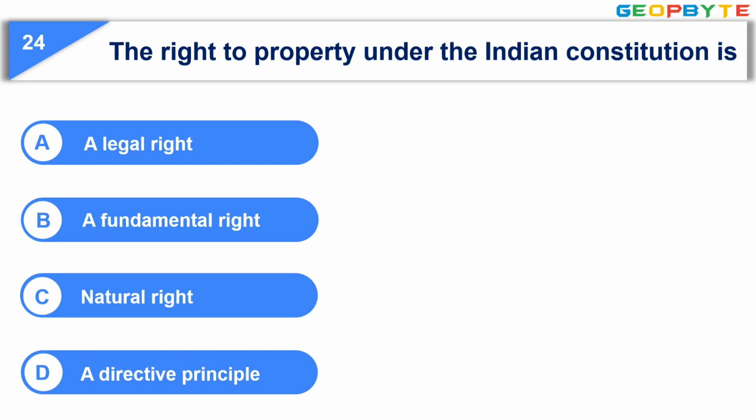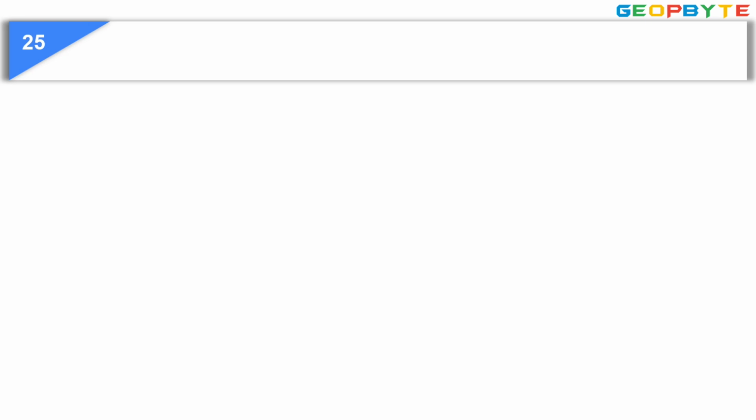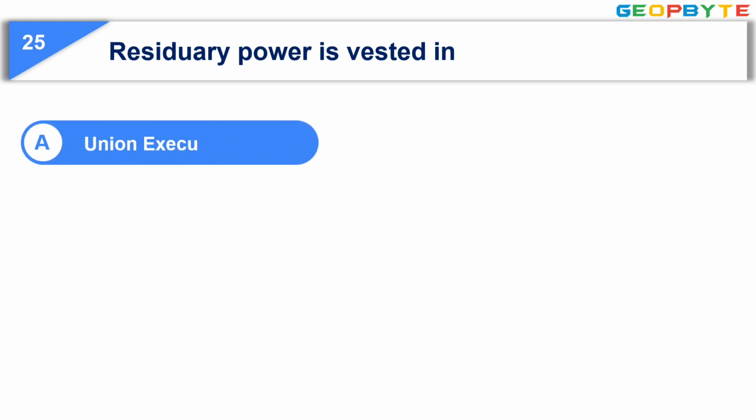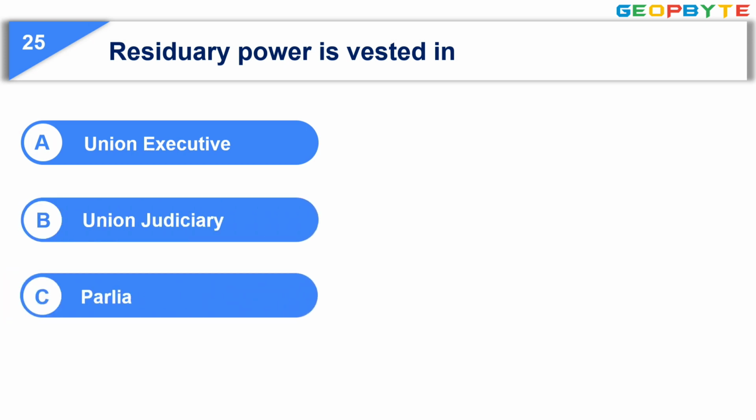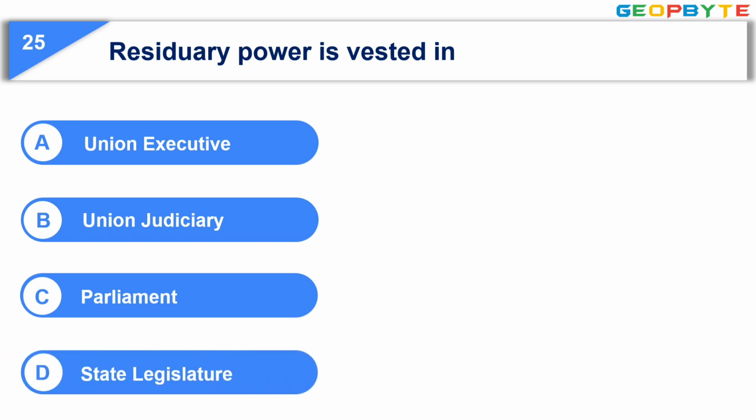Your time is up and the correct answer is option A, a legal right. Now let us see the last question. Residuary power is vested in option A, Union Executive, option B, Union Judiciary, option C, Parliament, option D, State Legislature. Your time starts now.